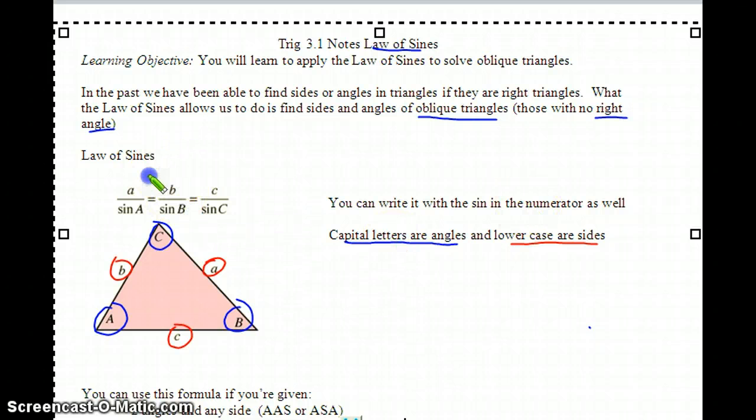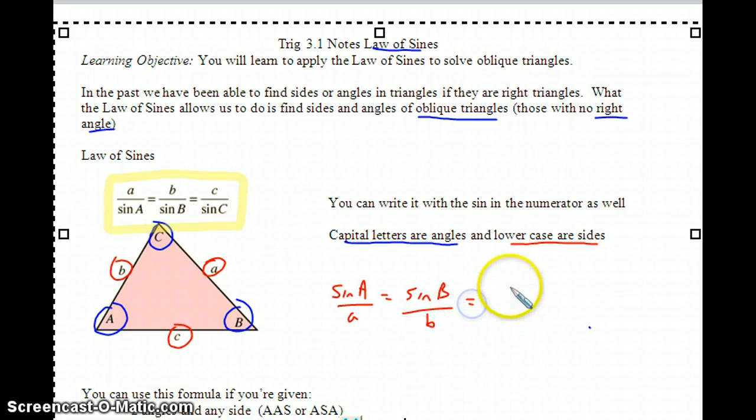The formula is written right here. It says a over the sine of A equals b over the sine of B equals c over the sine of C. More than likely, I tend to flip this formula upside down and use it that way. I usually will write it like this: the sine of A over side a equals the sine of B over side b equals the sine of C over side c.